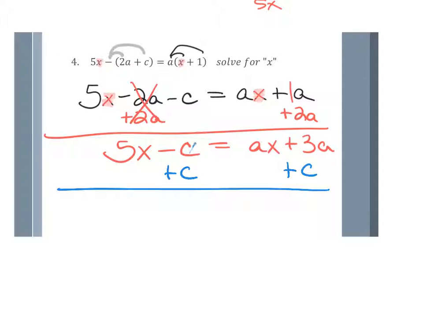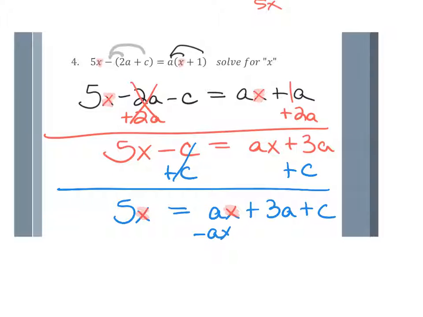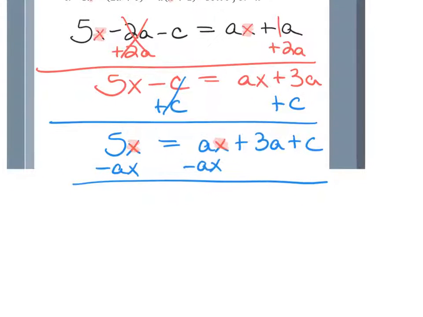Next, I'm going to move the c over. Notice there are no like terms on the right side. So I'm just going to put it all together. So ax plus 3a plus c. Again, remember we're solving for x. So I got an x here and an x here. So now I need to move the ax to the other side. And this is what I was talking about. 5x and ax are not like terms. So I'm going to write them side by side here.